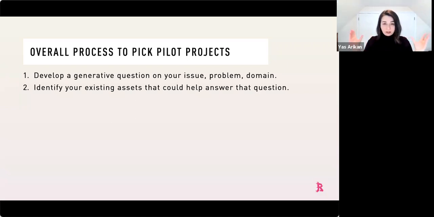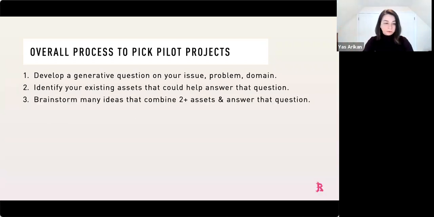Assets come in many shapes and forms, but what you're doing in this step is you're using the question you generated in step one, and you're only brainstorming assets that could, you don't know yet how, but they could somehow help address this question. That's what's happening in this step. Again, this is just a big picture overview.